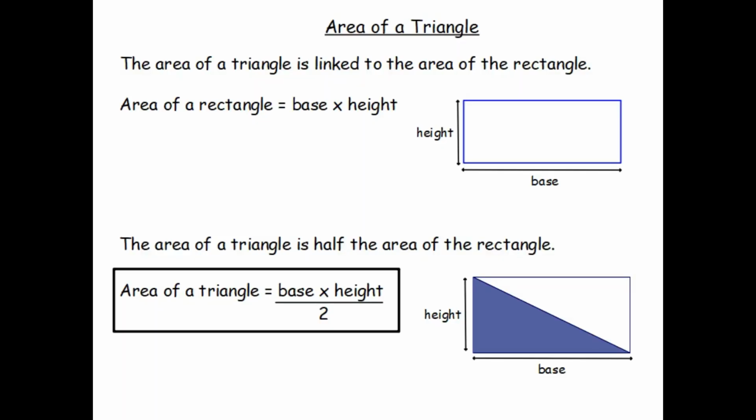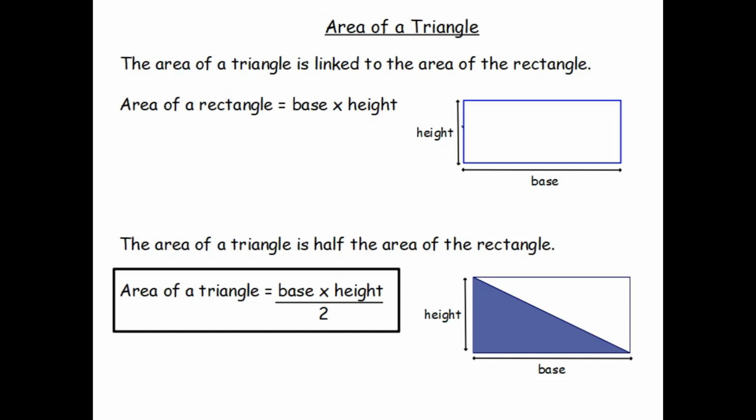In today's lesson, we are going to be learning how to work out the area of a triangle. Now, just as a quick recap, we already know the area is the space inside a 2D shape. And you have already learned that the area of a rectangle is your base times your height. So the two lengths times together. You may have learned this as length times width.